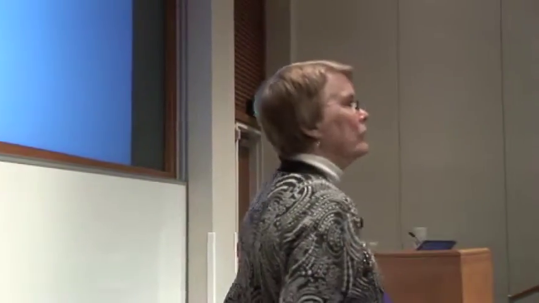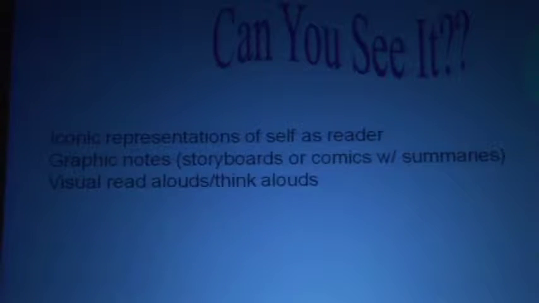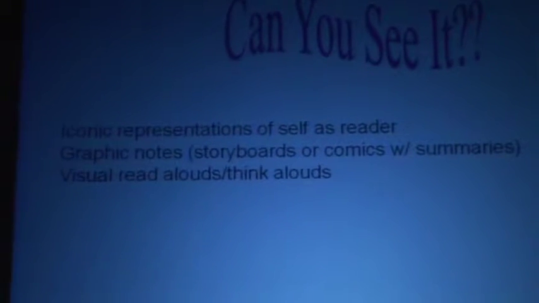Over the year, the kids kept records of themselves as readers, their emotions, their feelings, their successes, their failures as readers, but they did it through icons that they collected off the internet. They did graphic storyboards where they would use their drawings or pictures that they got to summarize, to critique the stories they were doing, and then they would use summaries. So again, starting with the picture, moving to the words. They used visual read-alouds and think-alouds where they told stories again with icons and with images rather than just with words. They did digital word walls.